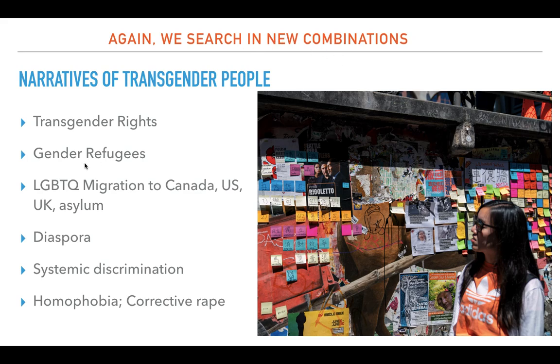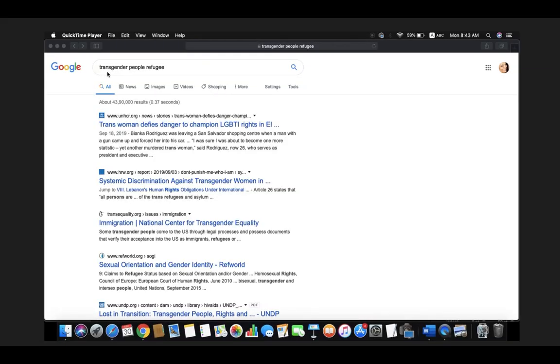When we search in new combinations, I also come across, these are the new combinations. I also come across transgender rights, the concept of gender refugees, LGBTQ migration to Canada, US, UK. Many countries have LGBTQ people. They emigrate to liberal countries like Canada, the US, and the UK. Then the concept of asylum, diaspora, systemic discrimination, homophobia, corrective rape. All these are new terms that I got. I will show you how I got these terms.